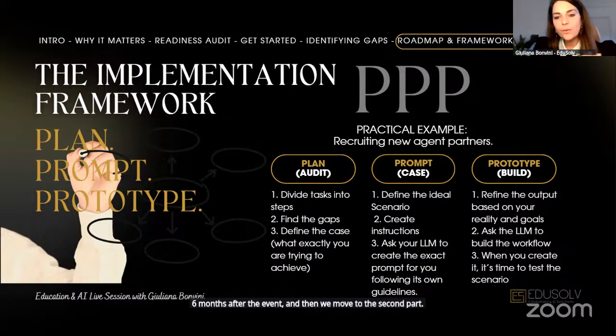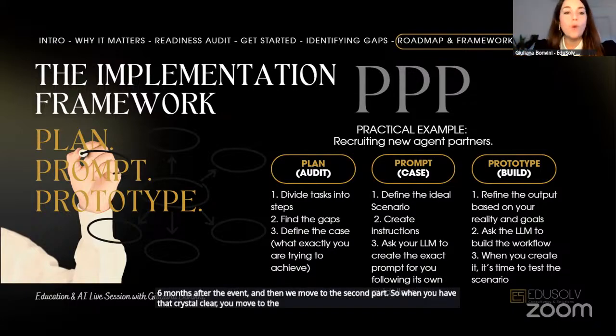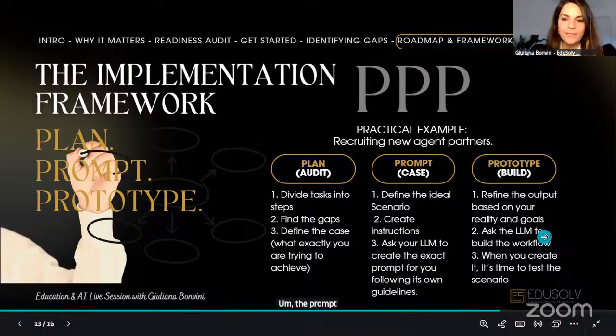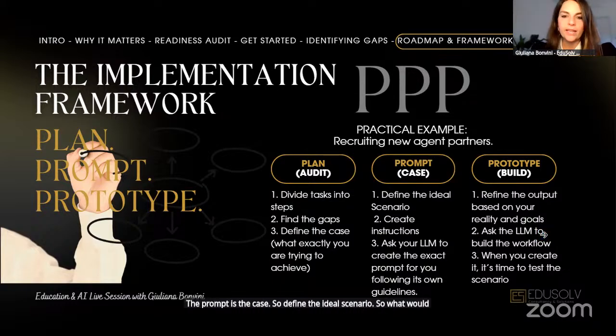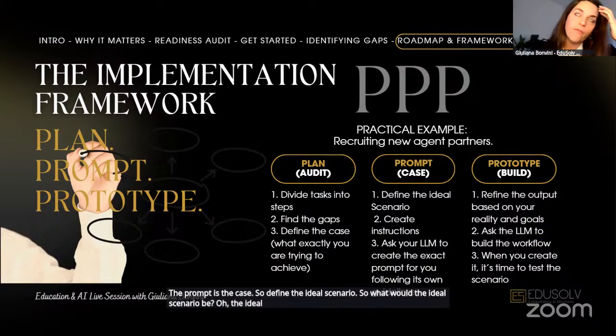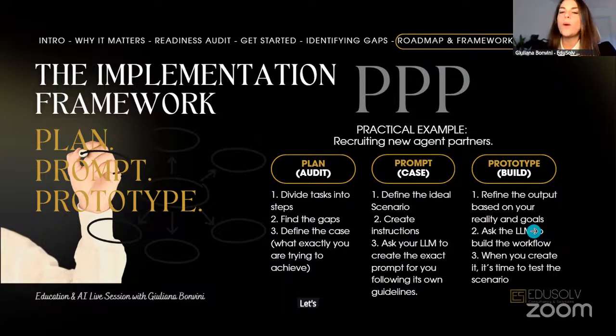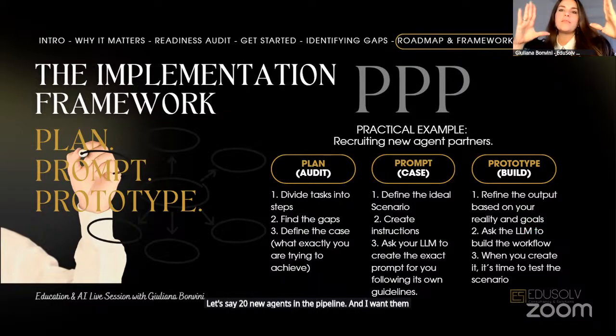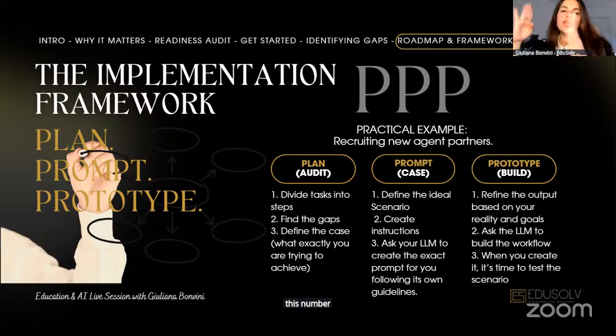When you have that crystal clear, you move to the second part, which is the prompt. The prompt is the case. So define the ideal scenario. What would the ideal scenario be? The ideal scenario would be for me to have, let's say, 20 new agents in the pipeline. And I want them to receive this number of communication emails and this number of calls.